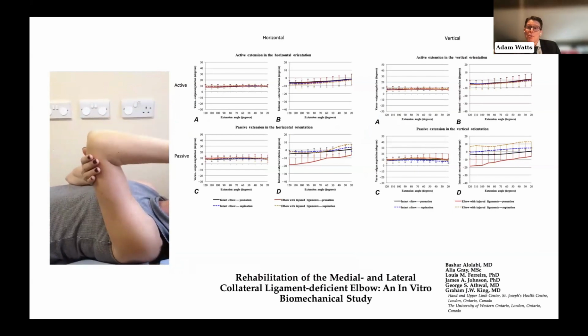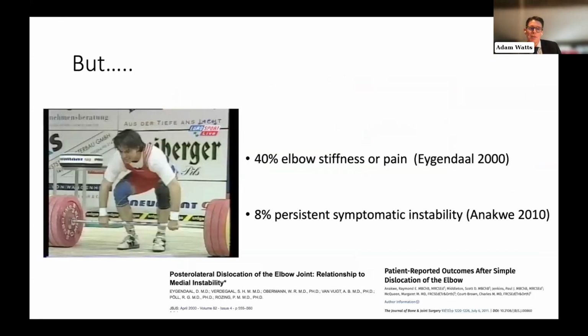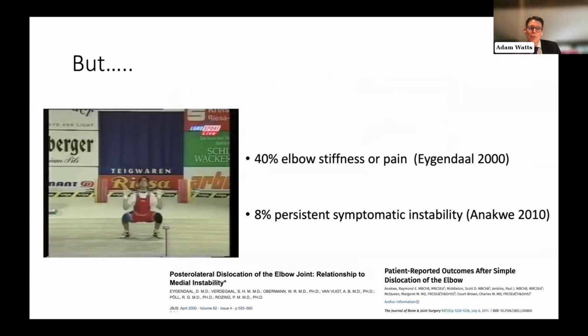So overhead mobilization will neutralize the forces across the elbow and keep the forearm on the end of the humerus, and importantly will switch biceps off. And Graham King's group have shown nicely how that helps to keep the forearm on the end of the humerus. But there's a problem.